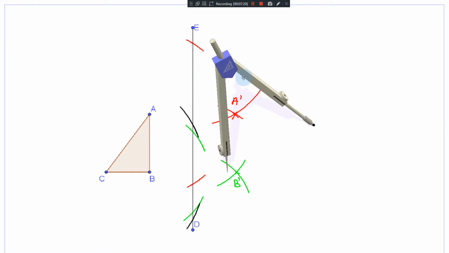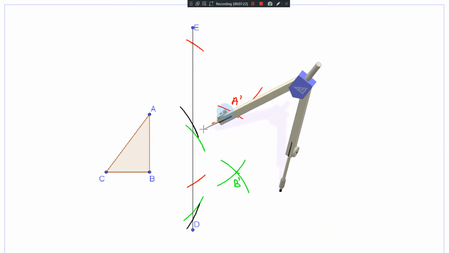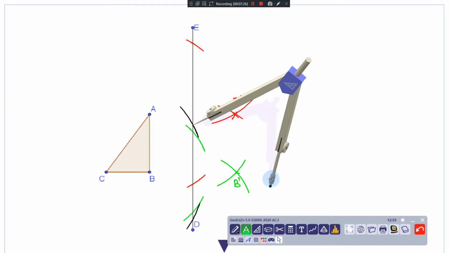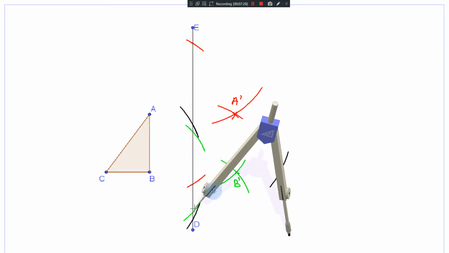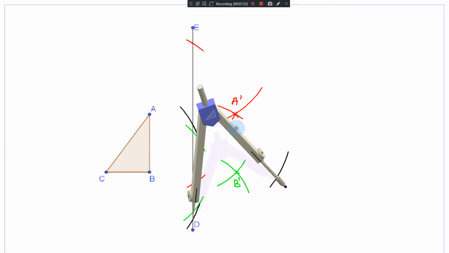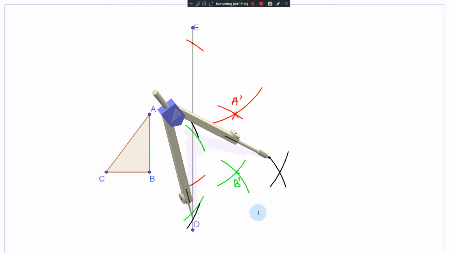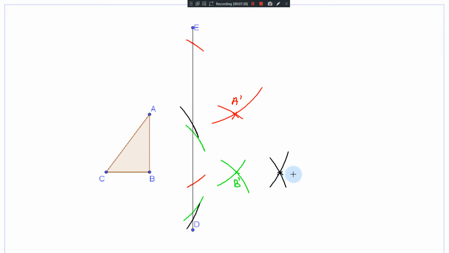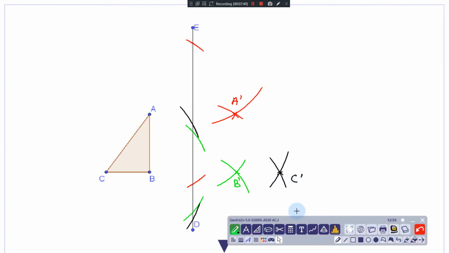And remember, don't change the width of your compasses. Place it over here. Make an arc. And move it down here. Make an arc as well. Okay, so this is the last point. This is C prime. So the next step is just connect all these points together.